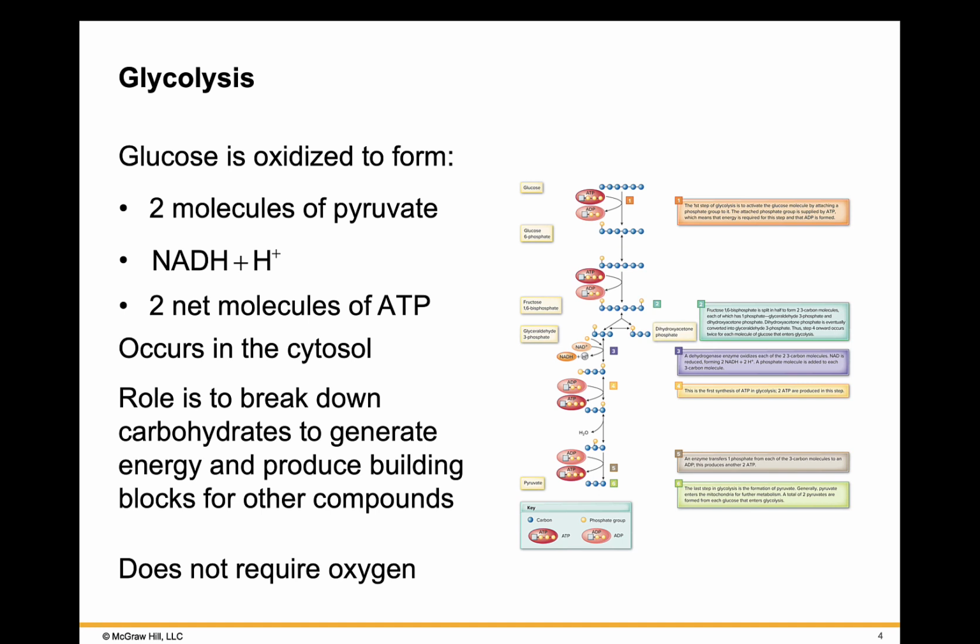Glycolysis does not require oxygen, but one thing that does make glycolysis different is you actually have to invest 2 ATP. And that is why we have a net gain of 2 ATP, because you have to pay back the 2 that you originally invested in overall. Now, glycolysis, once again, is an elaborate 10-step pathway. So lots of reactions that are going on here. And basically what we're going to end up with is 2 pyruvate and 2 NADH plus hydrogen ions.